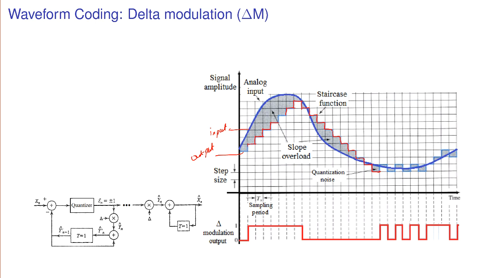At this point, the output is bigger, so I get +1. Then on this one you get -1. Then +1, -1, +1, -1, +1, -1, +1. This is the sampling time.